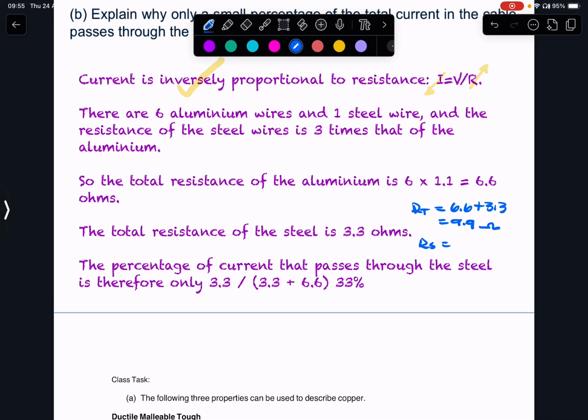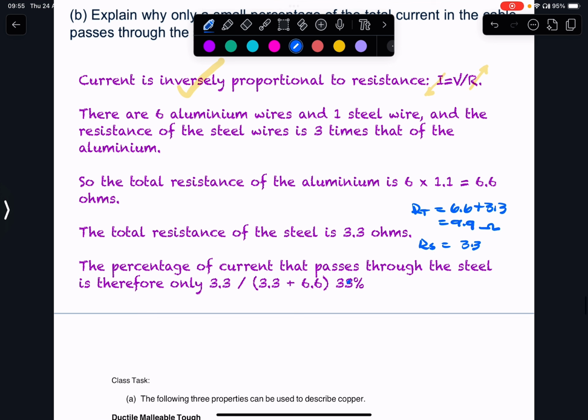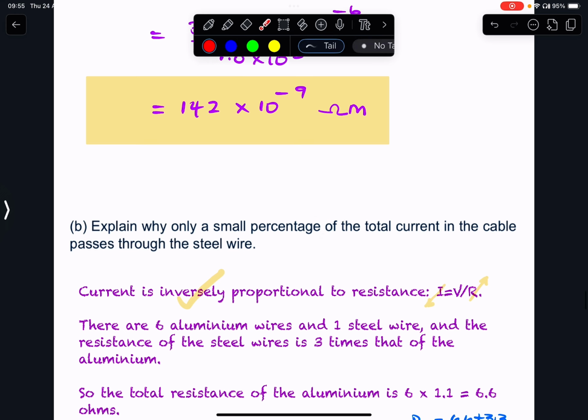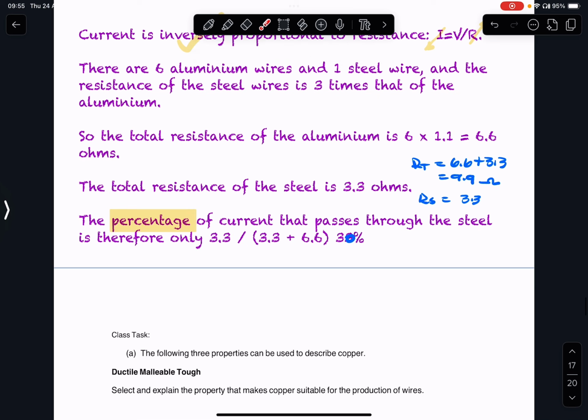The resistance of the steel is 3.3. So if you divide 3.3 of this over that, you get 30%. So that's 30% of the current. So that explains why only a small percentage of the current passes through the steel wire. So there's 2 reasons. There's more aluminium than steel, and the resistance of the steel is considerably higher. Although I'm not sure if that's entirely accurate.